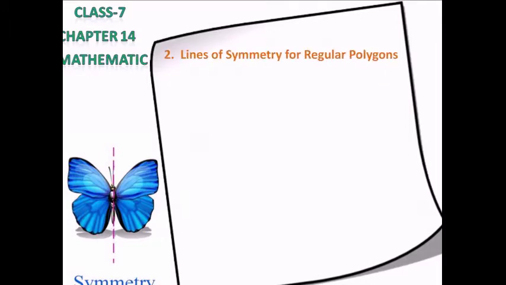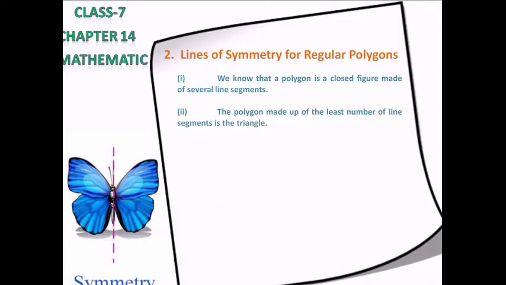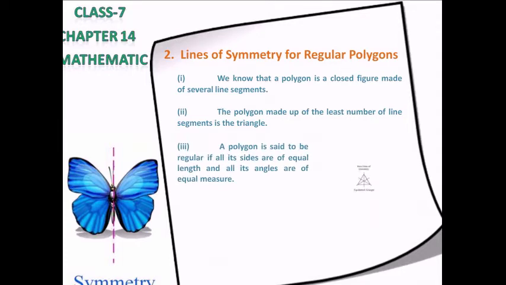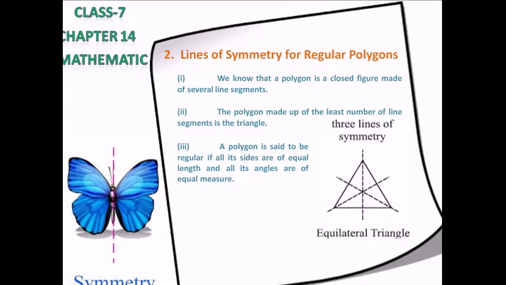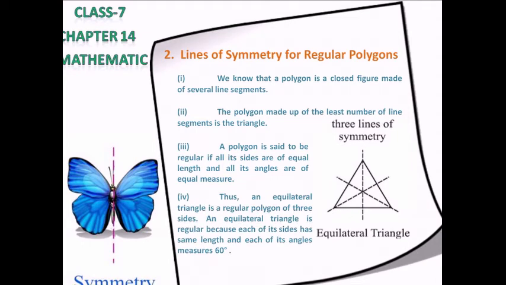Lines of symmetry for regular polygons. We know that a polygon is a closed figure made of several line segments. The polygon made up of the least number of line segments is the triangle. A polygon is said to be regular if all its sides are of equal length and all its angles are of equal measure. Thus, an equilateral triangle is a regular polygon of 3 sides.